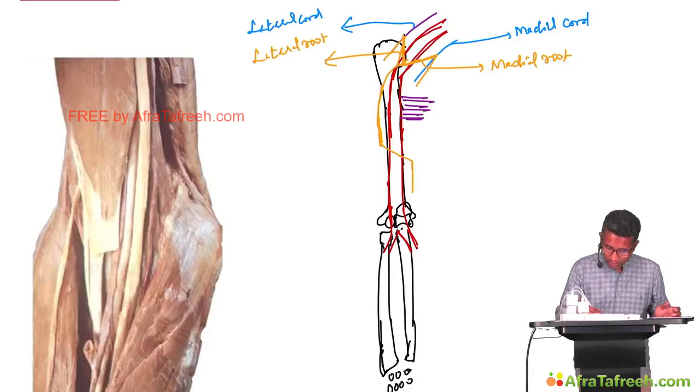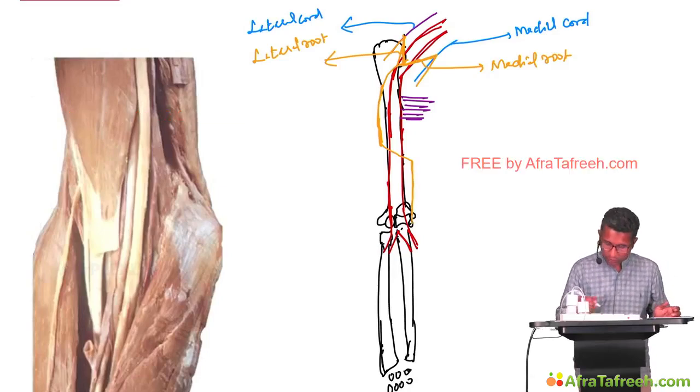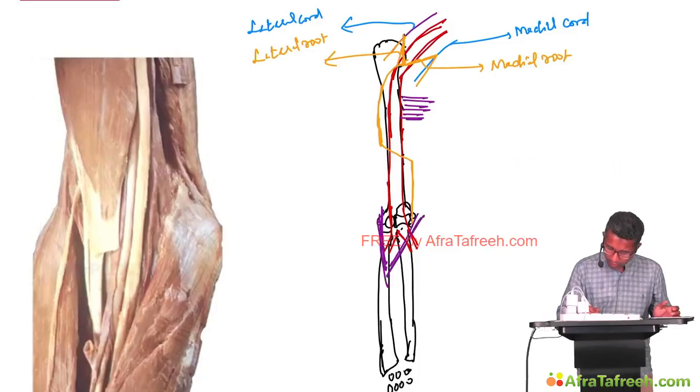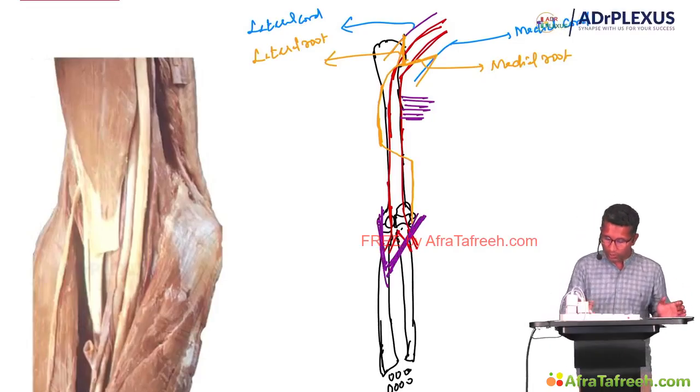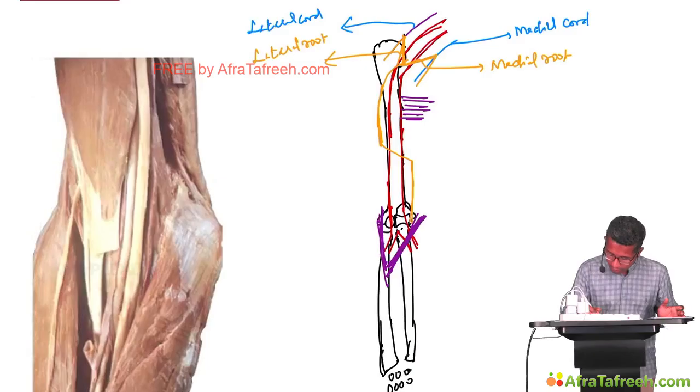It runs on the medial side and enters a fossa called the cubital fossa. I hope you all know that there is a fossa here that is bounded by brachioradialis and by pronator teres. And what is this fossa? This fossa is called the cubital fossa, and the nerve enters the cubital fossa.